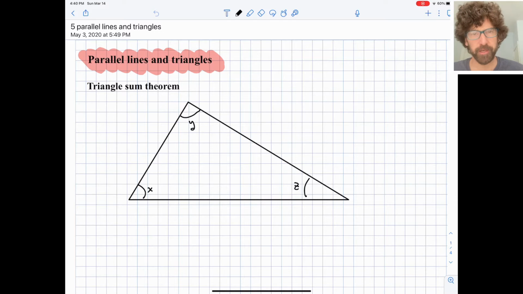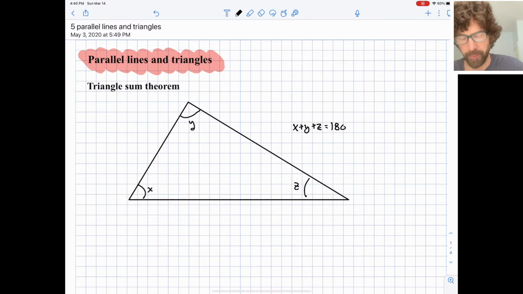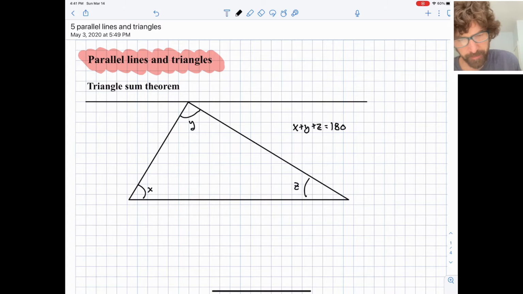All right, so for the triangle that we see on the screen here, we can say that x plus y plus z equals 180. What you might not know is how we could prove that or justify it, okay? And it comes from parallel lines. So what I'm going to do is draw in this auxiliary line across the top of my triangle, and I'm going to make that line parallel to the base of the triangle. Okay, and my goal here is to try to justify that the sum of those three angles is 180 degrees.